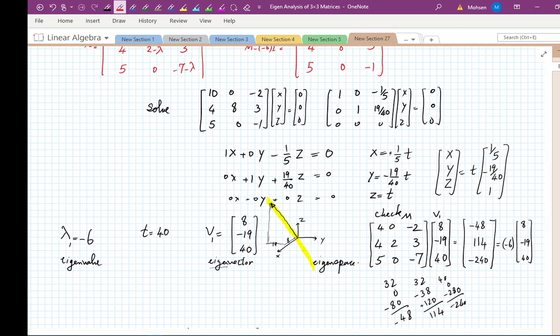Okay, I realize that was a lot of algebra. That's why I put the application first, and hopefully you're motivated to do this, to handle 3x3 cases in engineering.